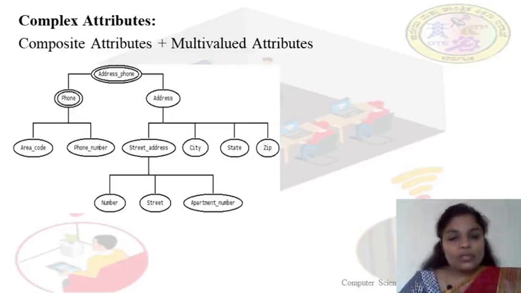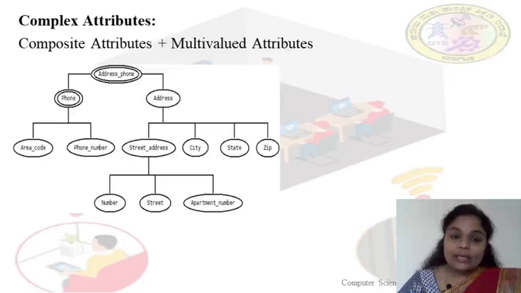What about composite? Composite means what? It has to be divided into further independent attributes. Even phone, I can divide it further as area code and phone number. Do you agree? So the phone number is decomposing further. That's why phone is a complex attribute.